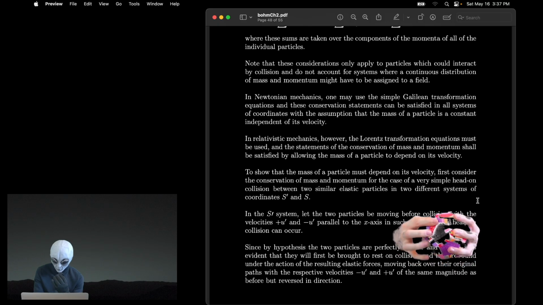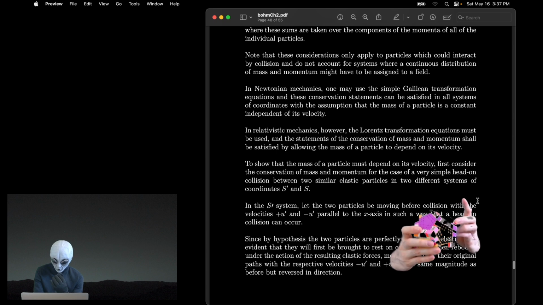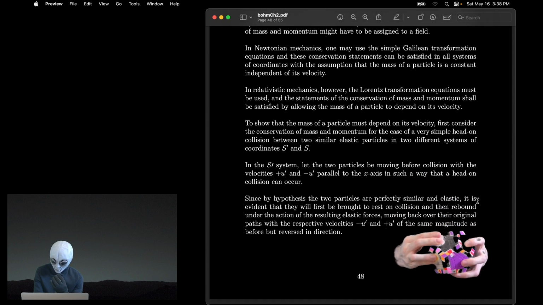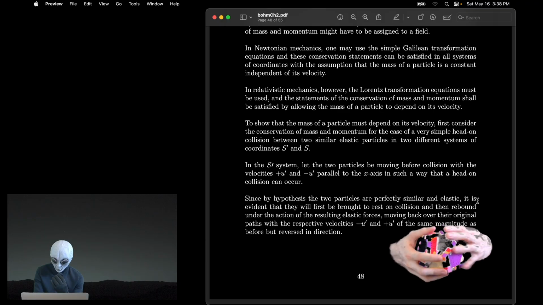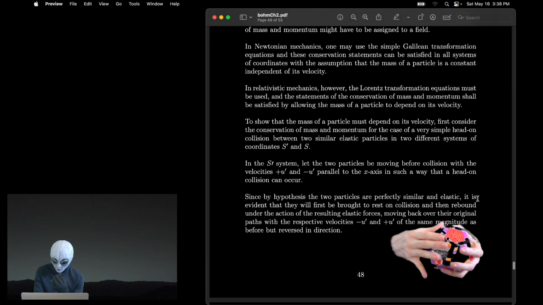In Newtonian mechanics, one may use the simple Galilean transformation equations, and these conservation statements can be satisfied in all systems of coordinates with the assumption that the mass of a particle is a constant independent of its velocity. In relativistic mechanics, however, the Lorentz transformation equations must be used, and the statements of the conservation of mass and momentum should be satisfied by allowing the mass of a particle to depend on its velocity.